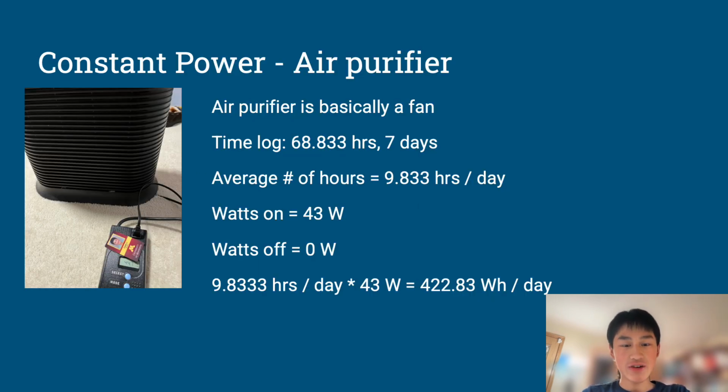And as far as calculations go, the air purifier was the one I chose to do the calculation for constant power. Our time log said we used 68 hours in total over the 7 days. So that averages out, and I multiplied that average by the number of watts it used when it's on to get around 422 watt hours a day.